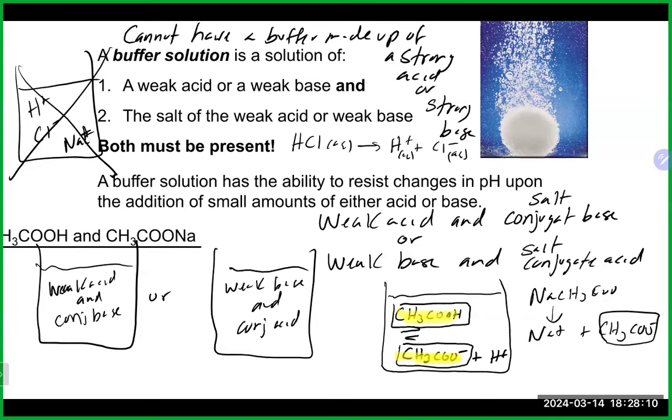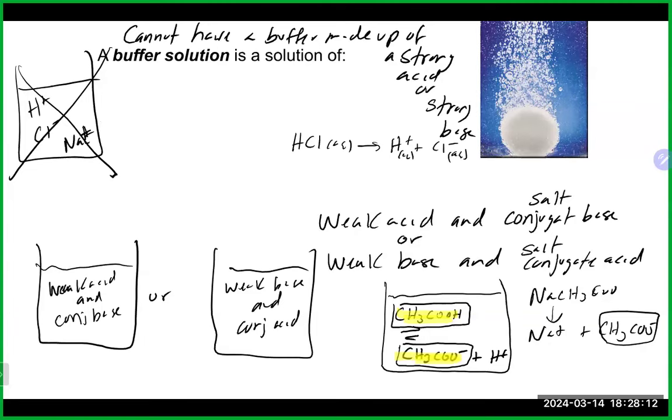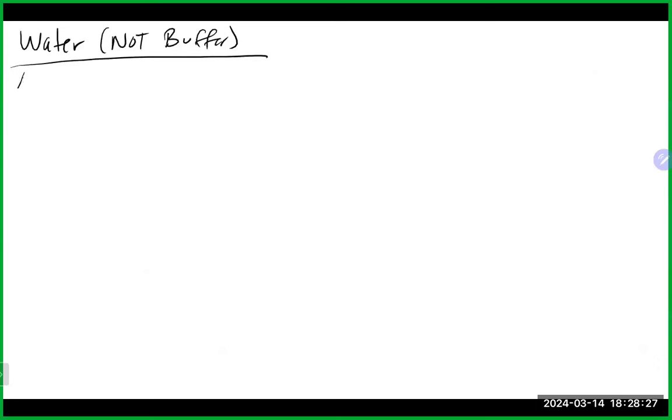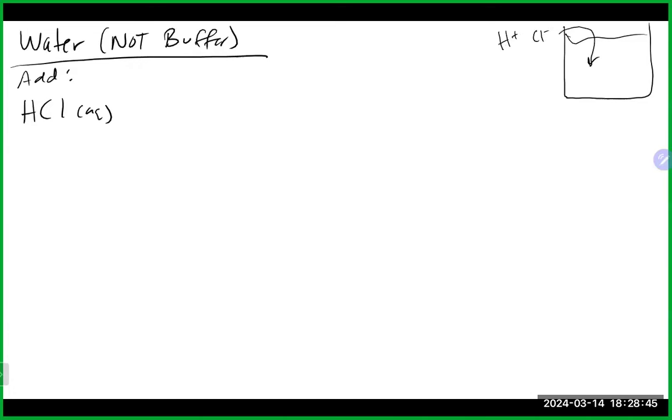So let's talk about how that actually works. Let's start with how it works when we do not have an actual buffer. So let's just use water, which is not a buffer. We're going to take water, which is not a buffer, and we're going to add to water my hydrochloric acid, which is a strong acid. So when I dump some hydrochloric acid into my wonderfully drawn beaker of water here, that is essentially going to add H plus and Cl minus into my beaker, right?